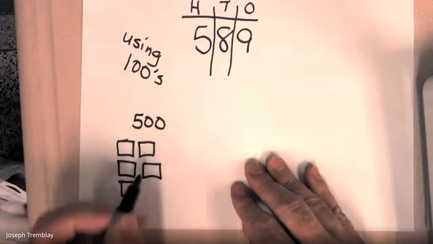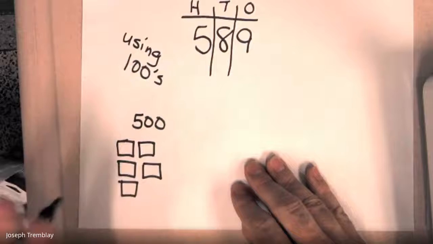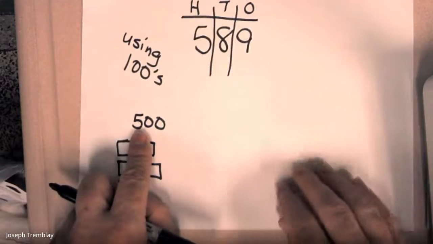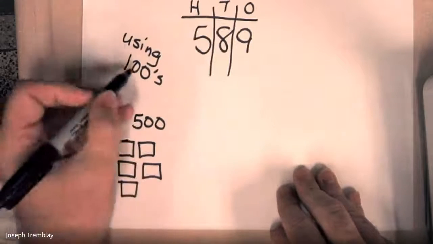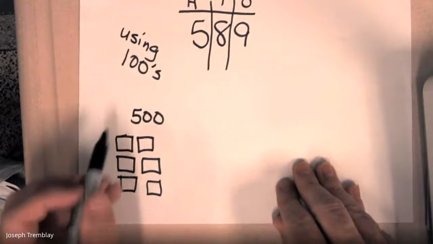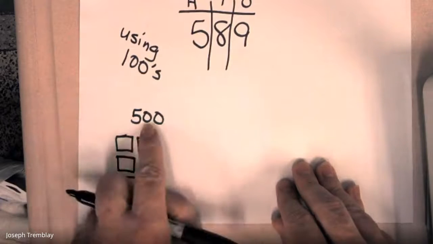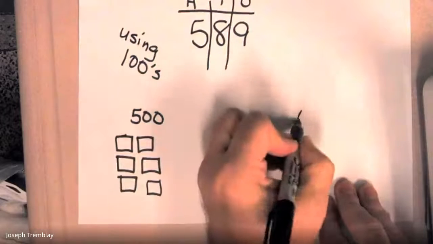And I'm going to now add another 100 because I got to figure out my other benchmark. I've only got one benchmark, 500. I need 2. So I'm going to add another 100. How many do I have now? 6. 100, 200, 300, 400, 500, 600. I added 100. So over here, I'm going to write 600.